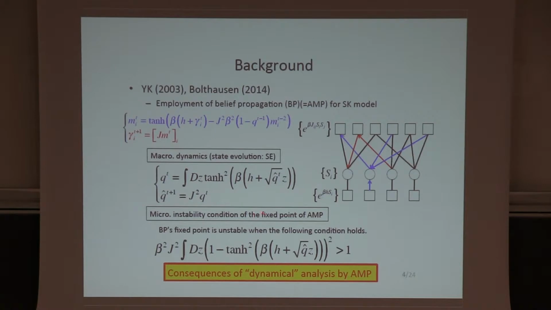And I also examined how this dynamics is macroscopically characterized and derived this macroscopic equation. So this is currently known as the state evolution, right? This one. And also, I examined when the fixed point of this algorithm is stable under this BP dynamics, and we had this condition here, right? So I want to emphasize that these results are consequences of the dynamical analysis of belief propagation, the current AMP, right?